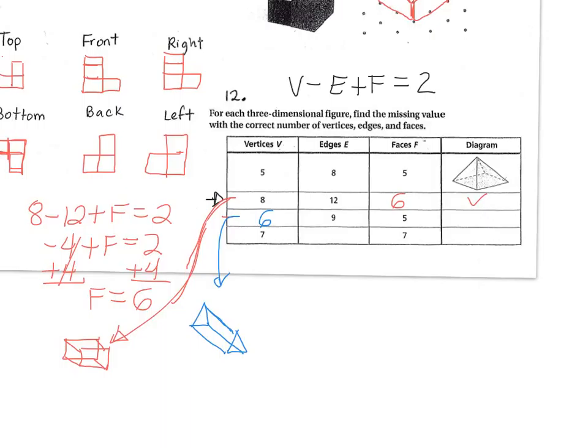How about the next one? 7 vertices and 7 faces, what would that be? 12 edges. And why is it 12? Because you add 7 minus E plus 7 equals 2. So it's 14. When you subtract 14 from the other side, it's negative 12, and then divided by negative 1 becomes positive 12. Now, what do you draw for that one? It's a hexagonal pyramid. That is right.